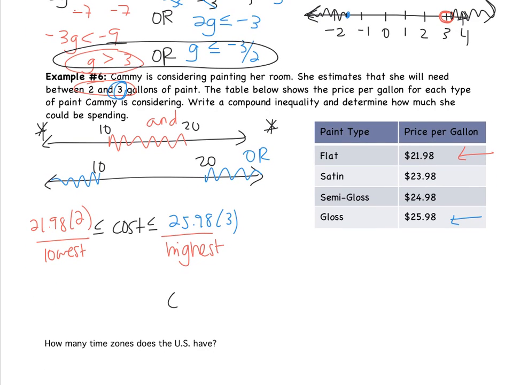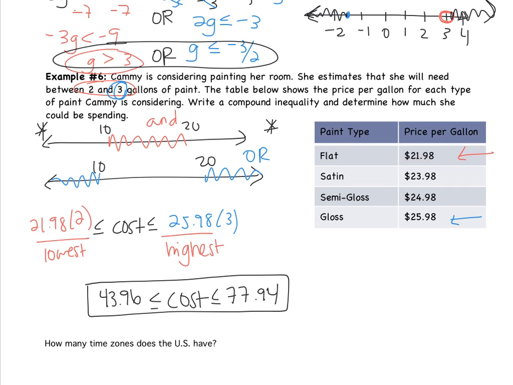So now, to finish this, we just need to calculate those 2 end results. $21.98 times 2 is going to be $43.96, and then $25.98 times 3 will give us $77.94. So if Cammie is painting her room, she's going to have to spend between $43.96 and $77.94.